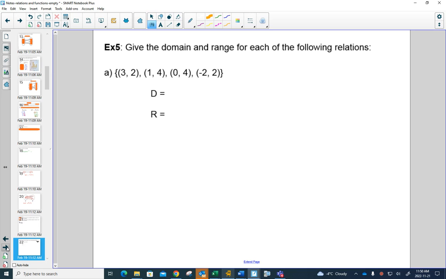So, when we have single points, like this one, we write the domain with a squiggle bracket. What are the x values? 3, 1, 0, negative 3, and negative 2. What's the range? 2, 4. You don't have to write them more than once. You have to use squiggle brackets for the range and the domain when they're a set of single points.